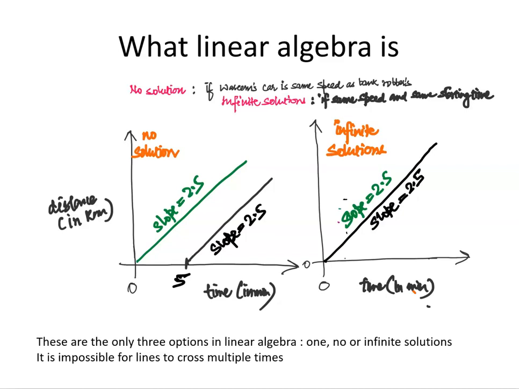And the third one is they have the same speed and they have the same starting time, so there are infinite solutions, as one line, like you see in the graph, is over the other line. So one point to note is that it is impossible for lines to cross multiple times, and that's why I said there are only these three options. It is not possible for two lines to intersect multiple times.